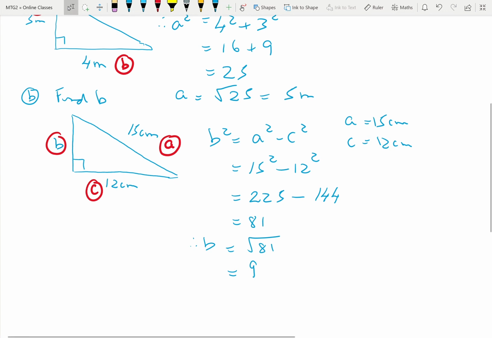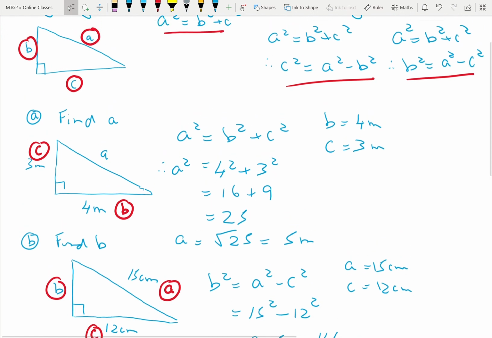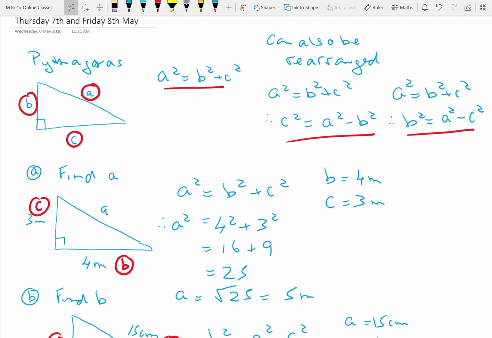Okay, now there's a few problems which I've listed on the page for you to try, and that's just using one of those three formulas to try and work out an unknown side for a right angle triangle. But just remember, the triangle has to have a right angle in it for this formula to be used, so we have to have a right angle in the corner. If we don't have a right angle in the corner, then we can't use this formula to work out the unknown side.